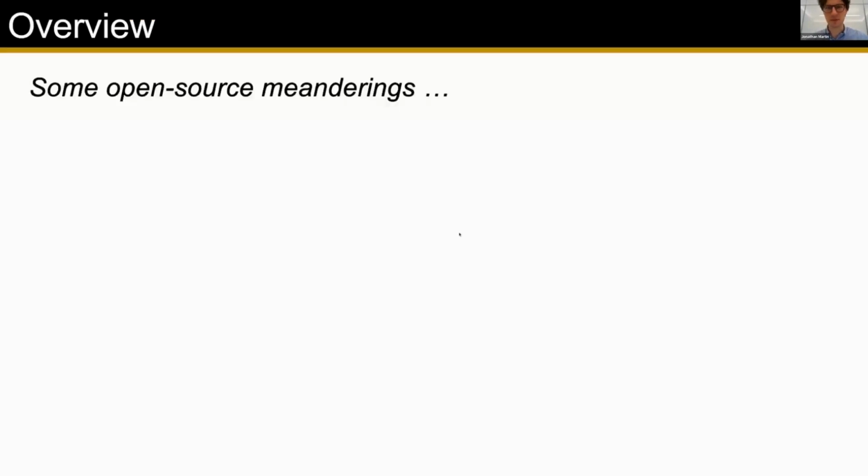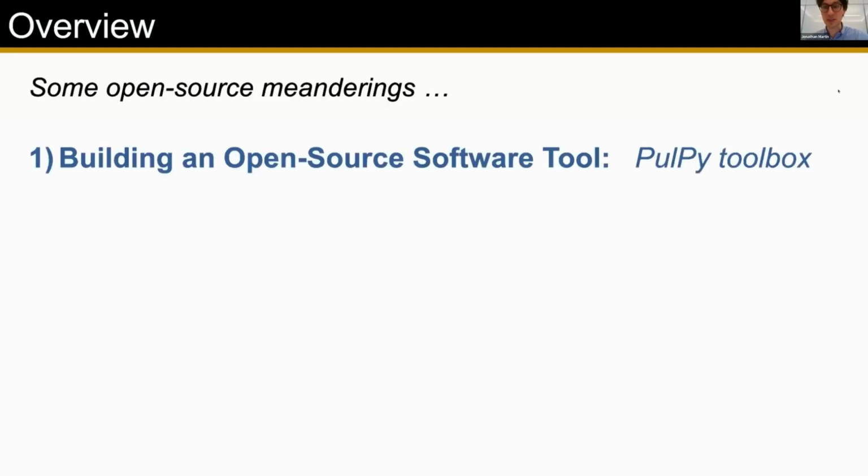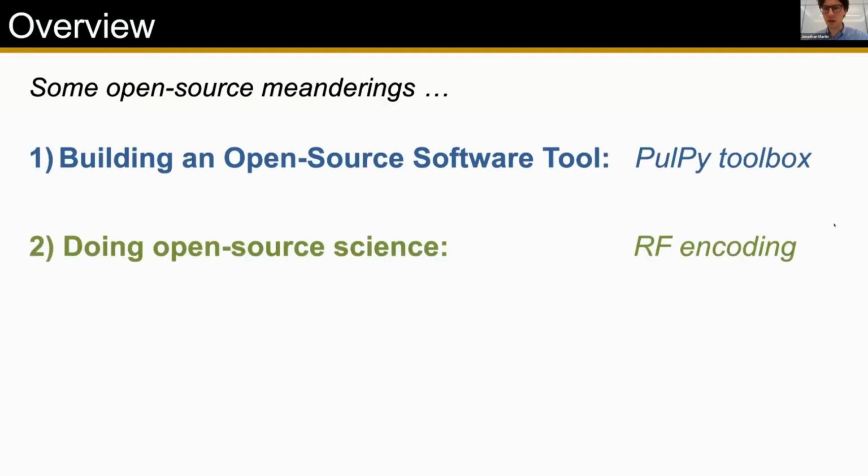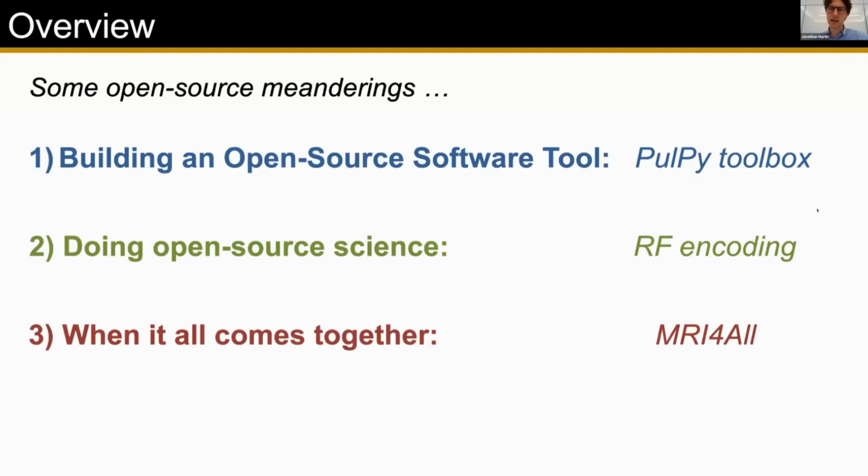This will be a little bit of some open source enthusiastic meanderings. I'll start with a specific open source tool that we built as a part of our lab, the Copy Toolbox Python package. I'll talk about how we've applied that to do some open source science and disseminate tools. And then I'll talk about my experiences working on a larger scale open source project, the MRI for All hackathon, which happened in New York City last year. It incorporated a lot of really interesting open source technologies.